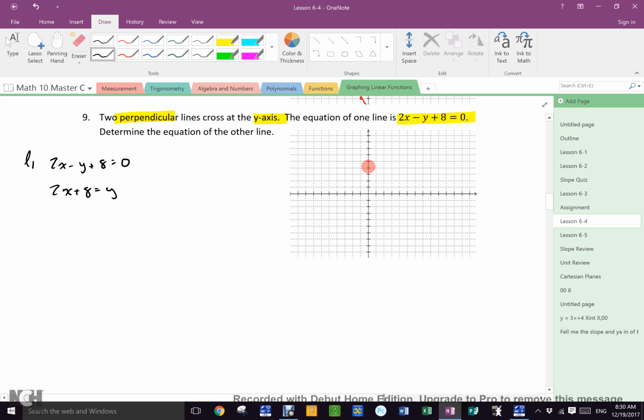Where do I go? 1, 2, 3, 4, 5, 6, 7, 8. And then a slope of what? Positive 2. But I can't go positive 2 because that'll take me off the graph. So what's the only thing I can do? Negative 2 and negative 1, negative 2, negative 1. And I'm going to stop there because we don't care about that line, do we?